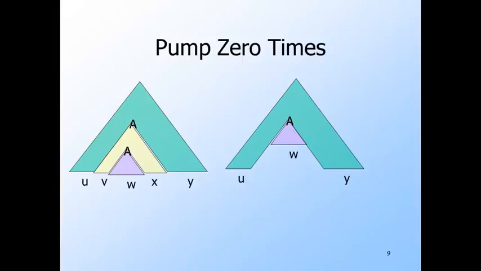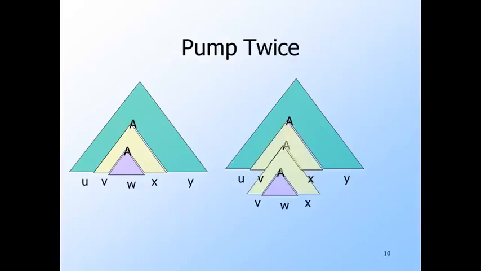That is, we know the purple tree can substitute for the yellow because both trees have the same variable A at the root. If the original on the left satisfies the conditions of a parse tree, that is, every interior node is the head of a production whose body is the labels of its children, then the same will be true of the smaller parse tree on the right. We conclude that UWY is also in the language.